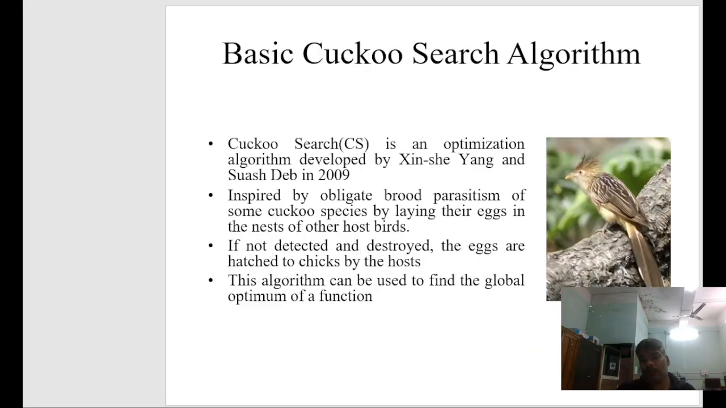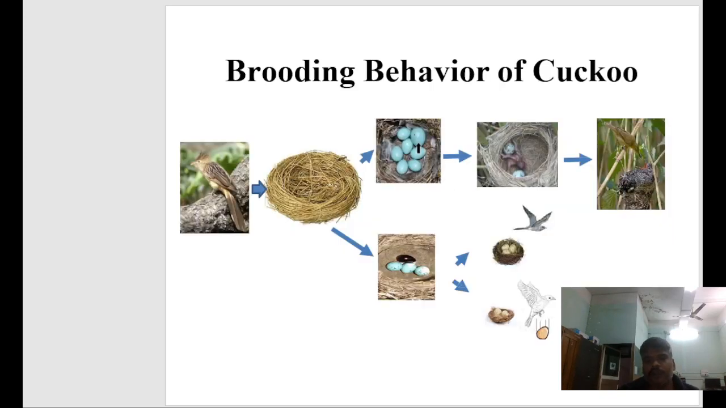Basic cuckoo search algorithm. Cuckoo search is an optimization algorithm developed by Xin-She Yang and Suash Deb in 2009, inspired by the obligate brood parasitism of some cuckoo species, which lay their eggs in the nests of other host birds. If not detected and destroyed, the eggs are hatched into chicks by the host. This algorithm can be used to find the global optimum of a function. Brooding behavior of cuckoo.